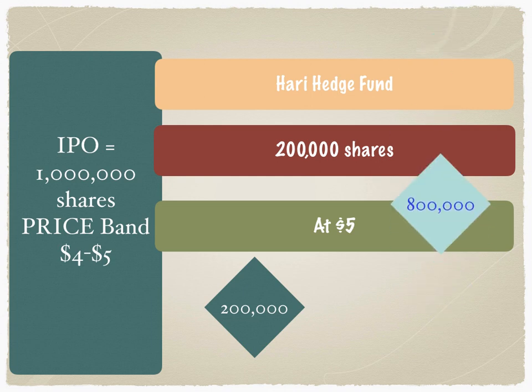No, we cannot close the IPO because we still have 800,000 shares that have yet to be sold to the investor. Okay, so let's understand this. Hari Hedge Fund has applied for 200,000 shares. The IPO size is a million shares. So 1 million minus 200,000 gives us 800,000 shares that is still left to be subscribed to. So the IPO remains open, waiting for the next investor.